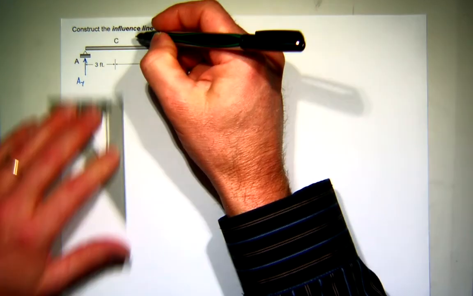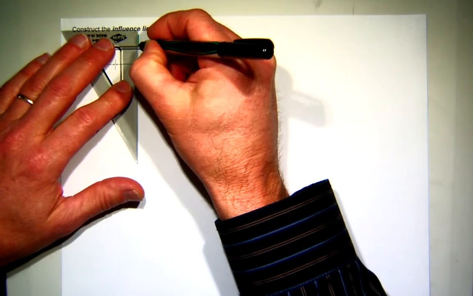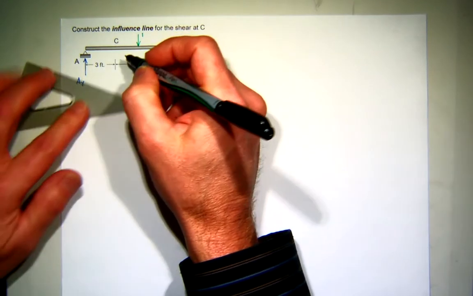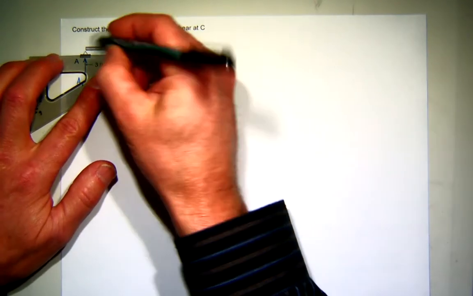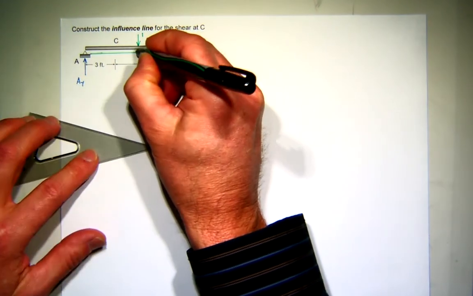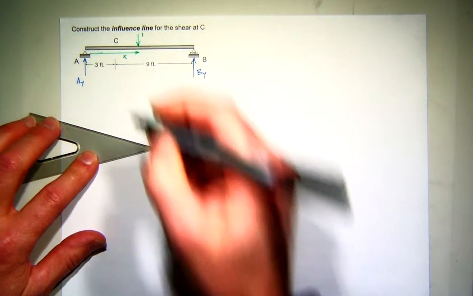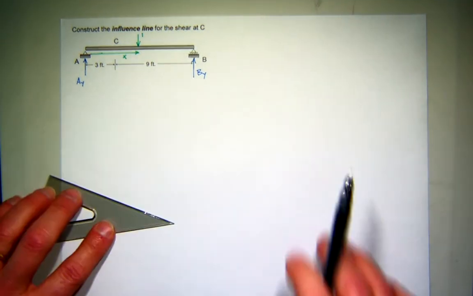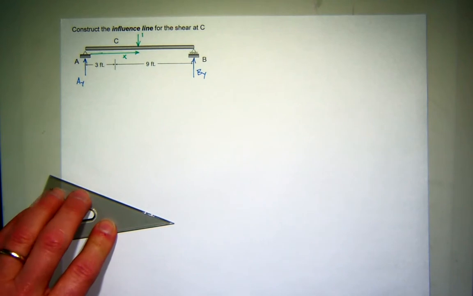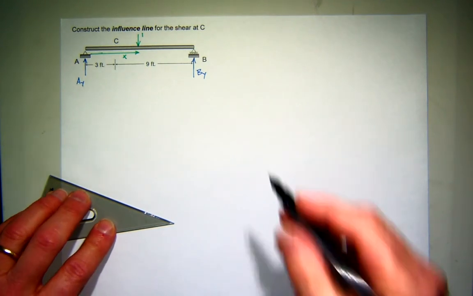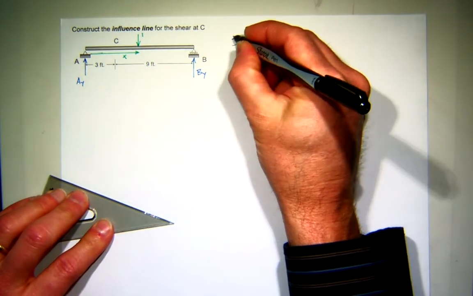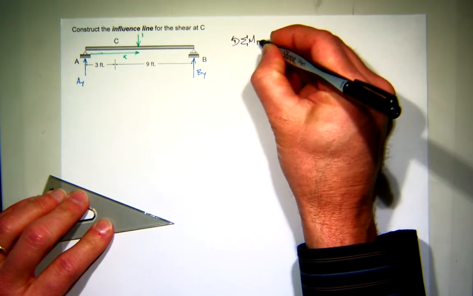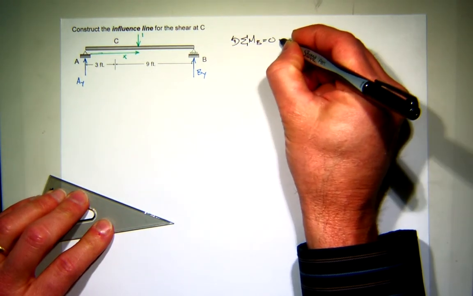Just like the previous problem, I'll go ahead and indicate my unit load and also tell you that it's operating at some distance x from A. So first, let's find our AY for this. So I'll come over here and we will sum moments where? At B. Set those equal to 0.